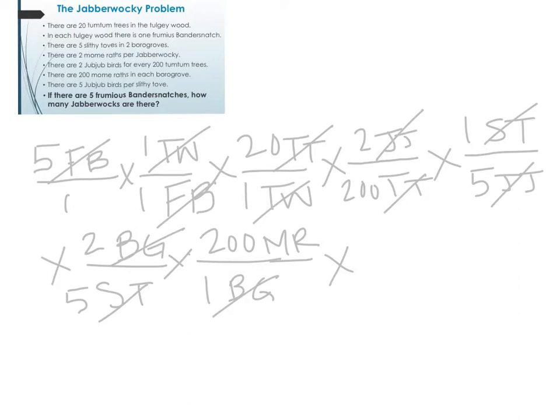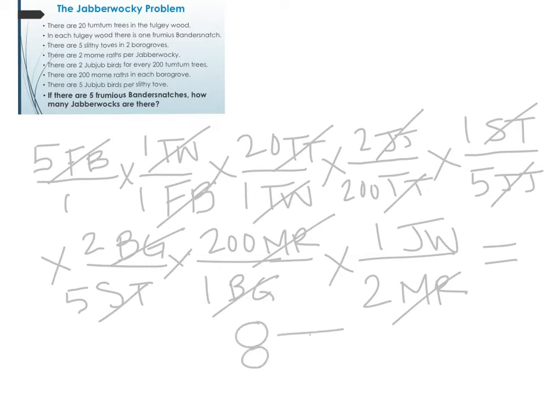And it looks like I'm nearing the end here. It says there are 2 momras per Jabberwock, so 1 Jabberwock. Okay, now I can cross off my momras, cross off my momras. Now I'm ready for my final answer. So I need to multiply across all of my numerators and then multiply all of my denominators and divide the numerator by the denominator. And what I end up getting for my final answer is 8 Jabberwocks.